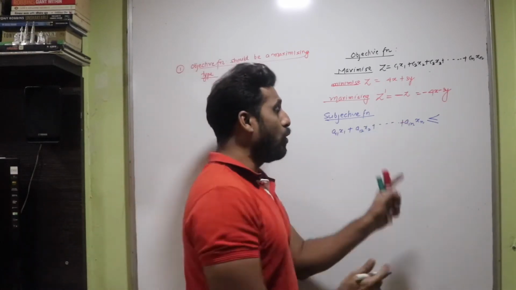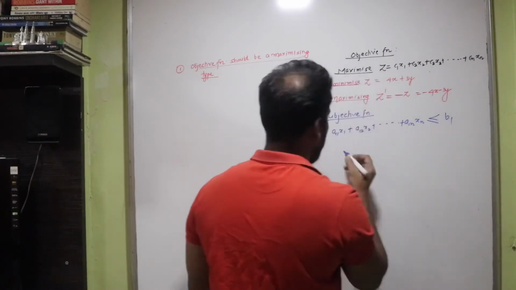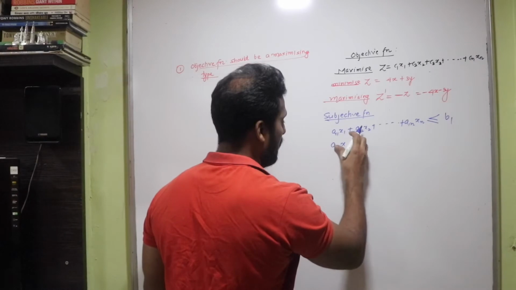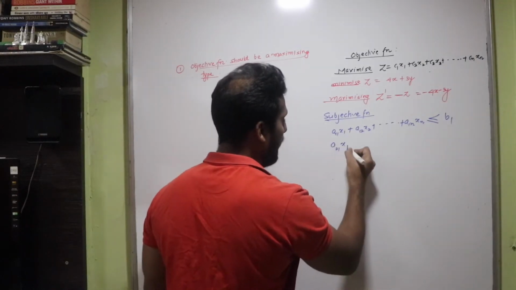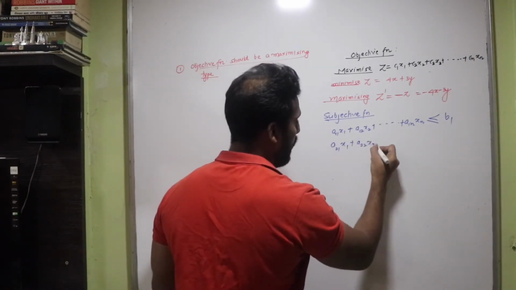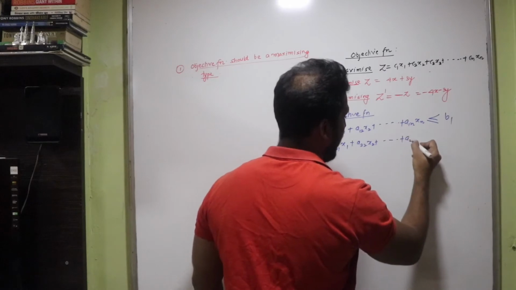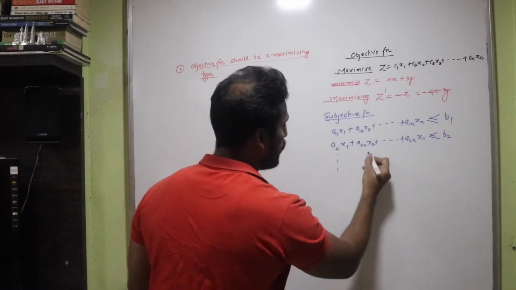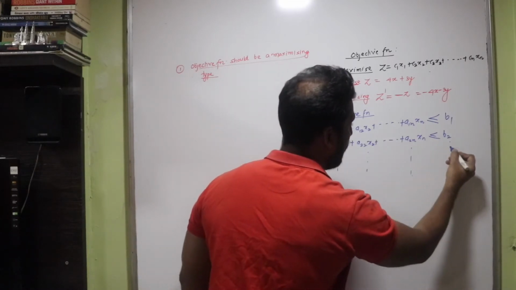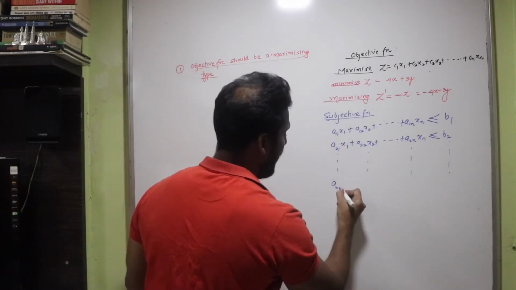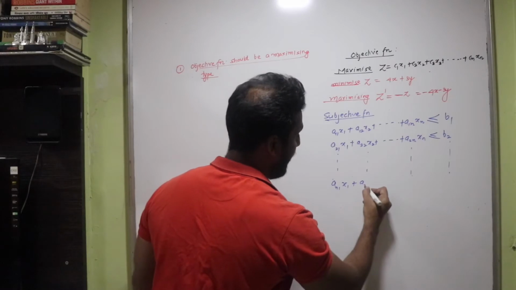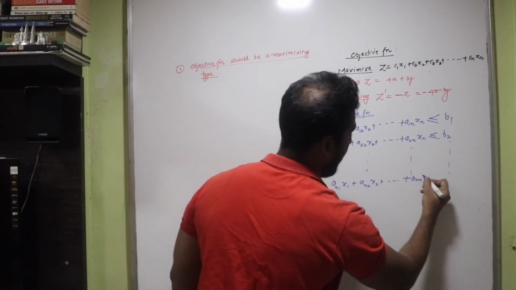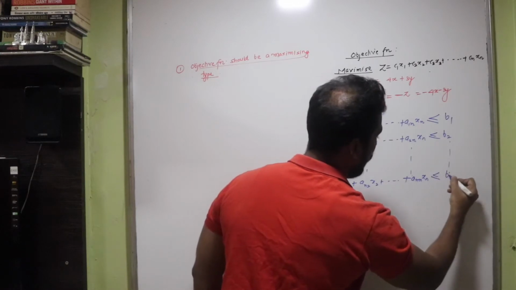So less than or equal to type, a12, a21x1 plus a22x2 and so on, a2n xn less than or equal to b2 and so on. If I keep on continuing, say an1 x1 plus an2 x2 and so on till ann xn less than or equal to bn.